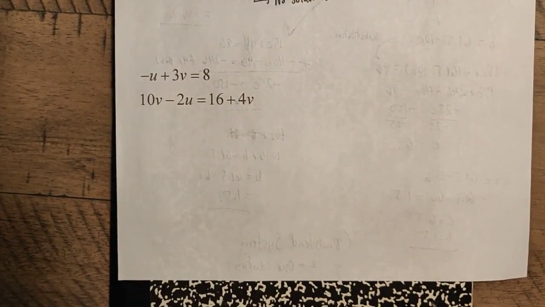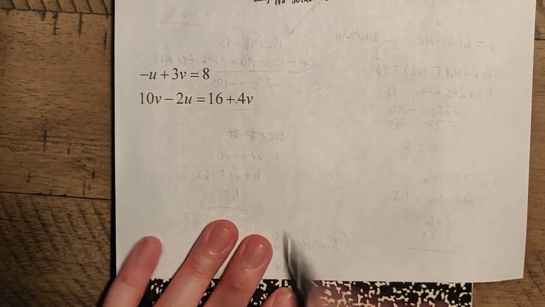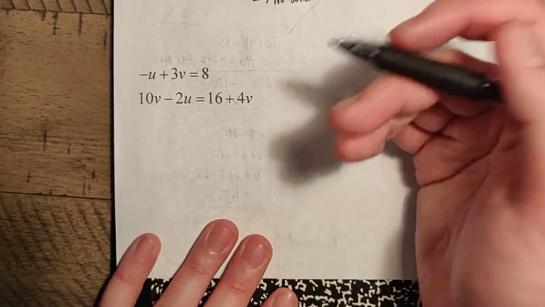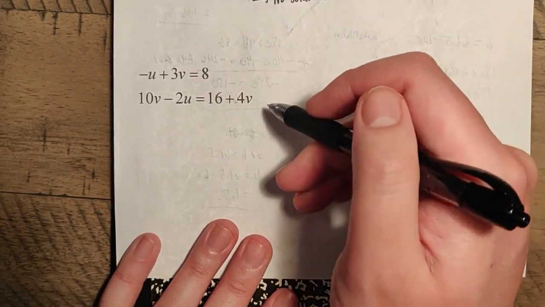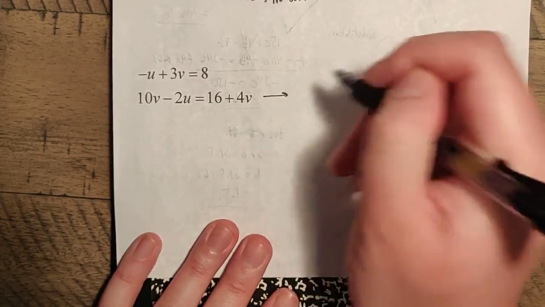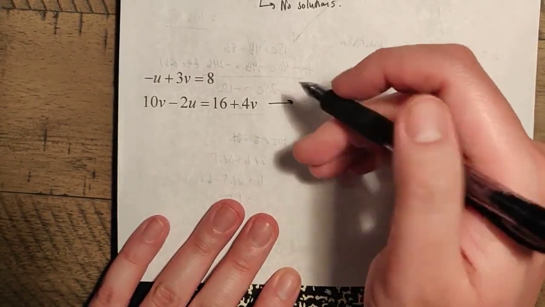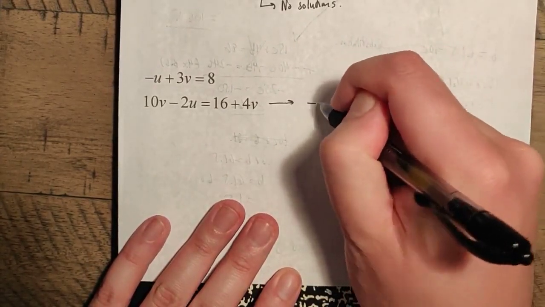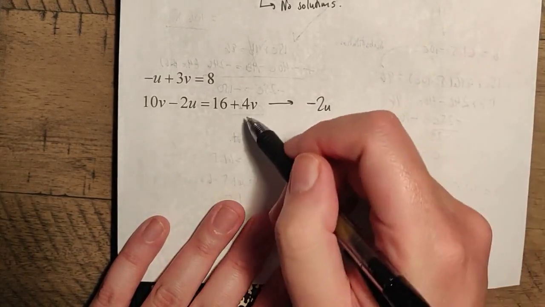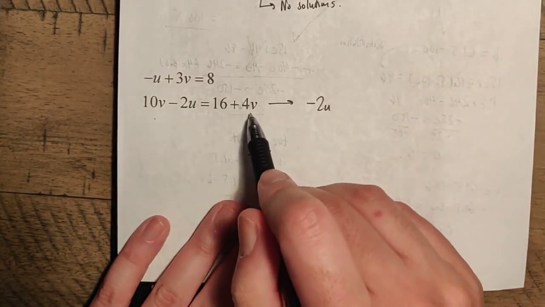The second one here, we have this. So we're going to go ahead and set this one up here as well. This one looks like I'm going to have to gather some terms. It looks like here I can go ahead and put all the variables on one side. So let's see, I have a negative 2u. And then we have 10v minus, so there's a 4v on this side.